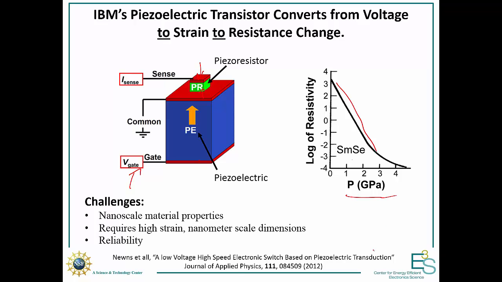So in principle, this works. You can actually operate at much lower voltage and much lower power. The challenge, of course, is that we now have to have nanoscale piezoelectrics and piezoresistors, and the material properties aren't that well known once you get that small. In addition, we need high strain, and we need to basically use these materials at nanometer dimensions. And now anything that's mechanical could also potentially have a reliability challenge. And so this is definitely a very promising technology, but there's a lot of work that still needs to be done.